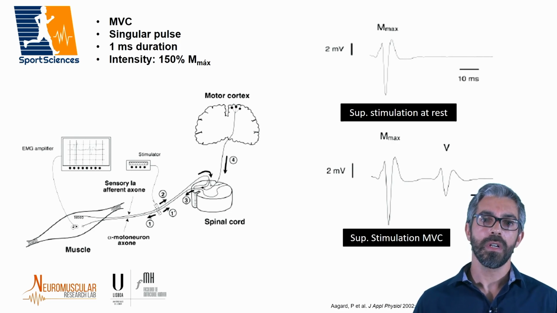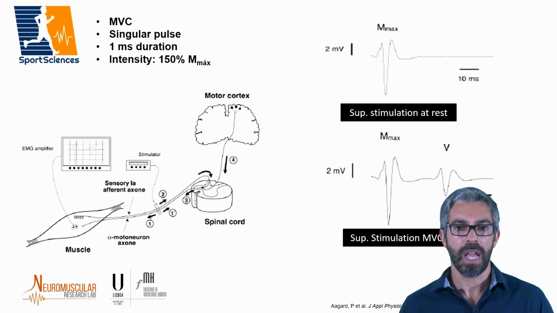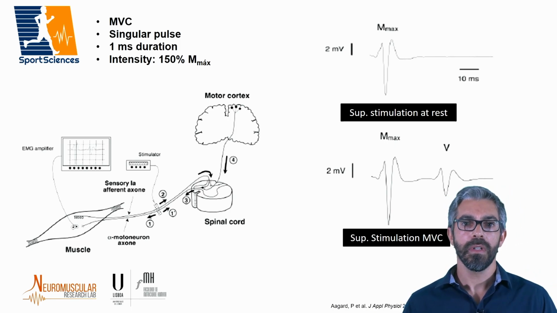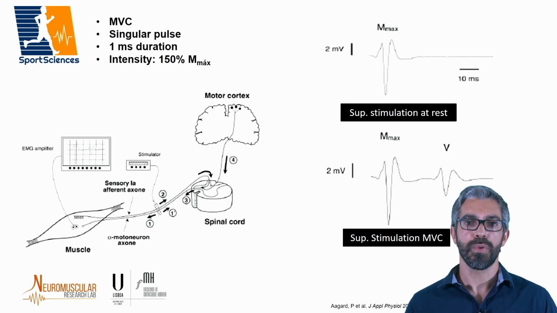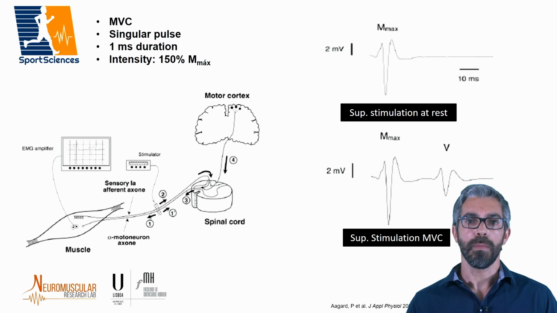The opposite occurs in circumstances compatible with a lower level of supraspinal drive. As can be seen in the figures placed at the right side of the slide, with tibial nerve supramaximal stimulation performed at rest, no V wave can be detected at the muscle level. In contrast, when supramaximal stimulation is performed during maximal voluntary contraction, the V wave can be recorded in EMG.